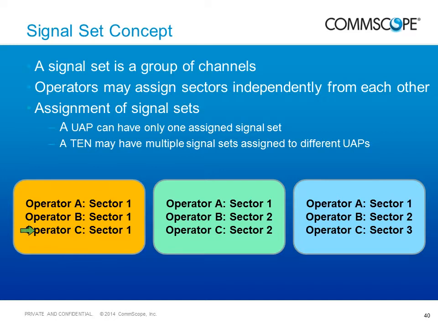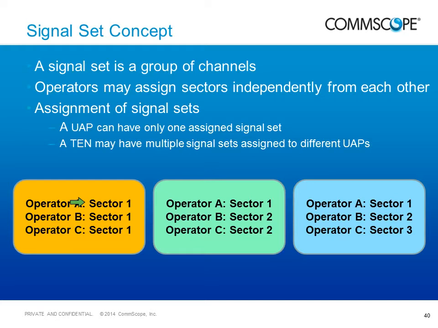So we can send any signals to any of the UAPs. In this case, for operator A, we would send the same signal set to all the UAPs, whereas we can have 3 different sectors going to 3 different zones for operator C. The UAP can have only 1 assigned signal set. So we create signal sets for zone 3, zone 2, and zone 1. And the signals that comprise the signal sets are different based on the operator. So this would be the way we do that.